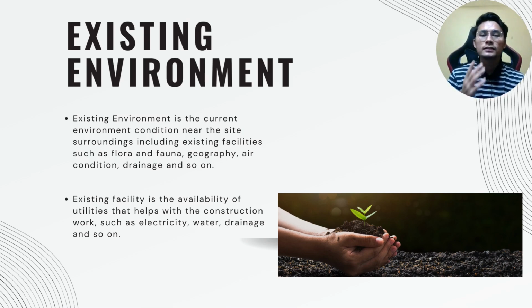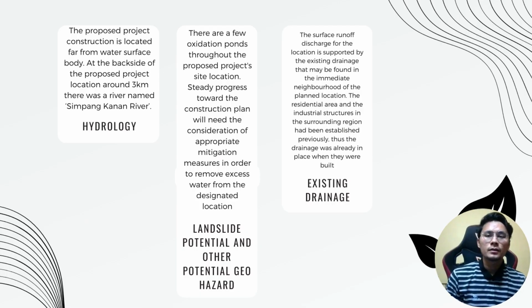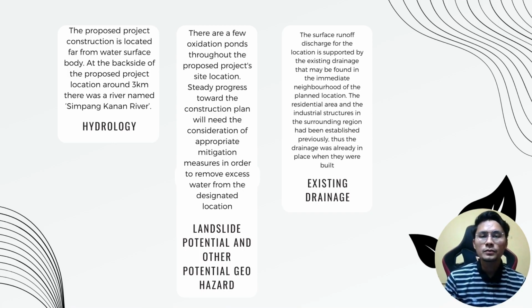It is important to determine what utilities are available, as it can help make the construction process faster and help reduce the cost of the project. Based on information from the site investigation, the proposed project construction is located far from any water surface body, around 3 kilometers from the river named Simpang Kanan River. Therefore, the proposed construction project could not cause pollution and disturbance.